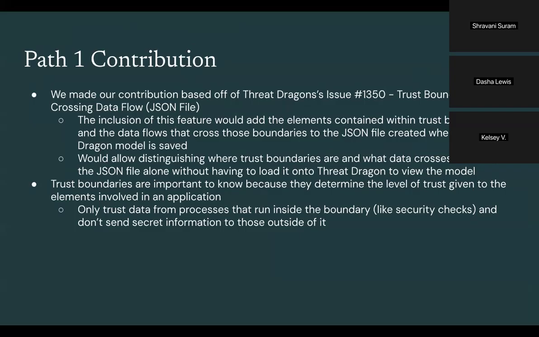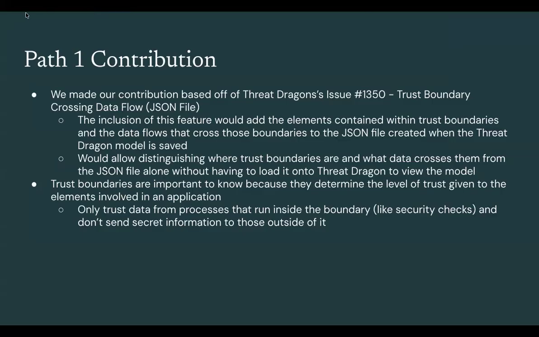Our contribution was based off of the Threat Dragon issue number 1350, which is Trust Boundary Crossing Data Flow for JSON files. The inclusion of this feature would add the elements contained within trust boundaries and the data flows that cross those boundaries to the JSON file that is created when the Threat Dragon model is saved. So it's visible in both text version and the model version. It would allow distinguishing where trust boundaries are and what data crosses them from the JSON file alone without having to load it onto Threat Dragon to view the model.